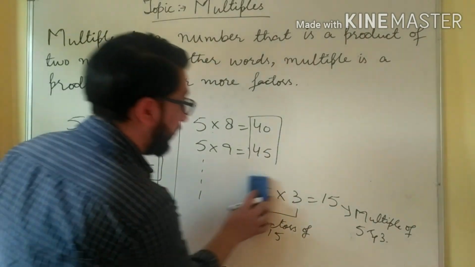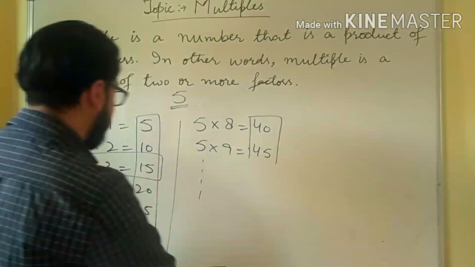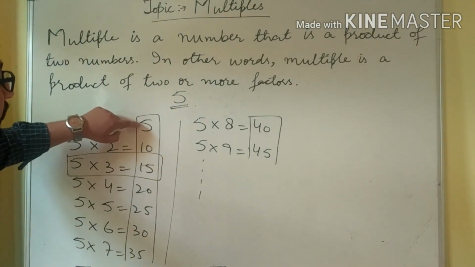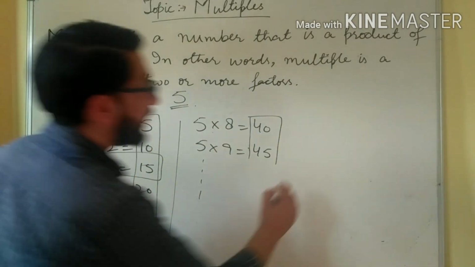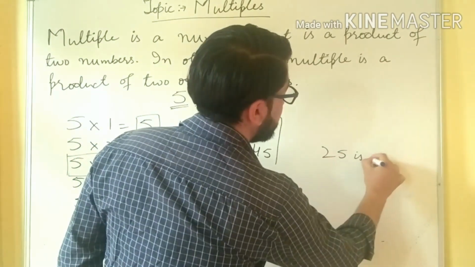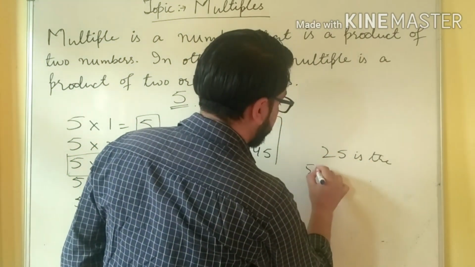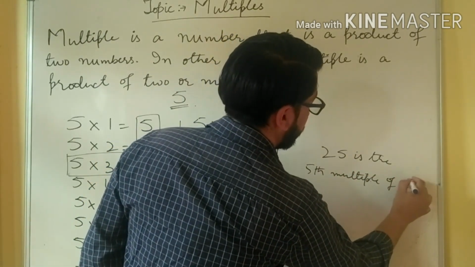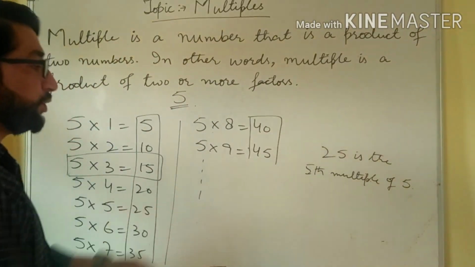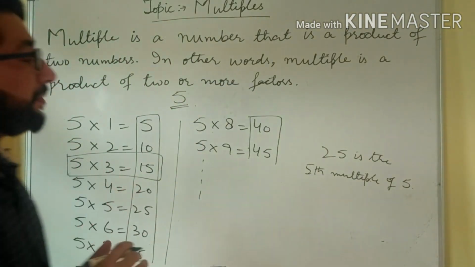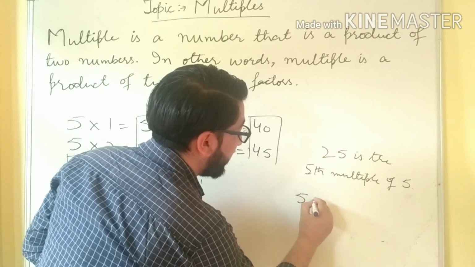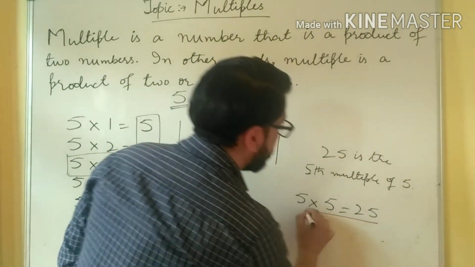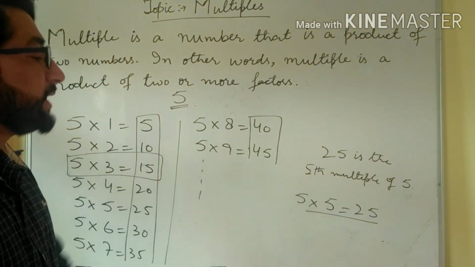Students, if you have here the question, what is the fifth multiple of 5, so we will count here 1, 2, 3, 4 and 5. So we can say that 25 is the fifth multiple of 5, and we can do it in another way. What is the fifth multiple of 5? So we will multiply 5 by fifth. Fifth is 5, that means 5 fives are 25. So we can say that the fifth multiple of 5 is 25.